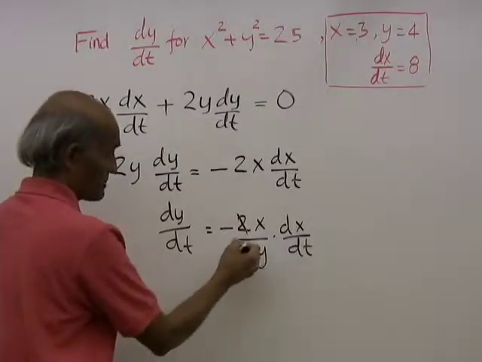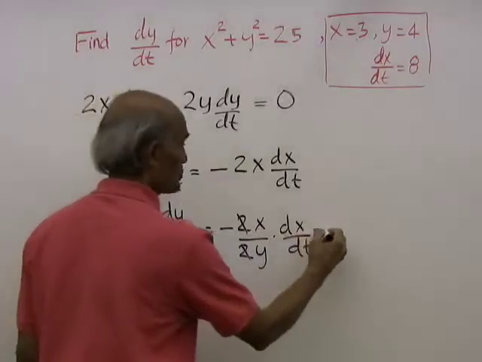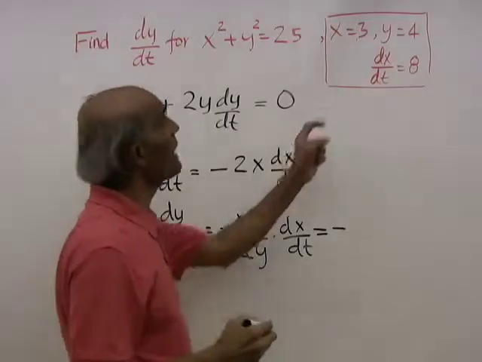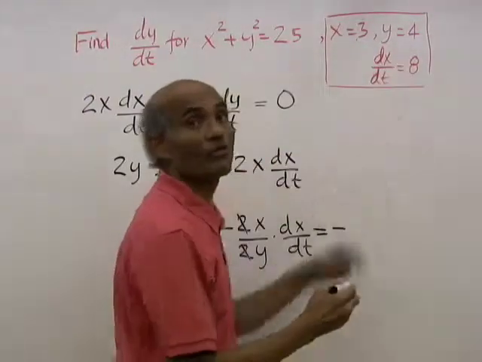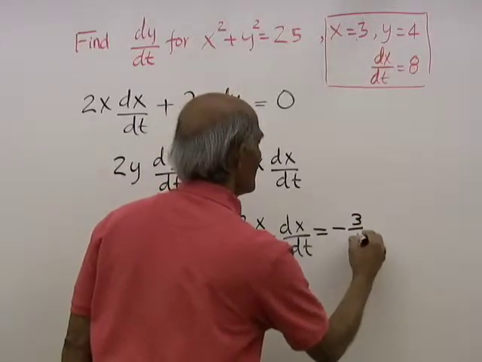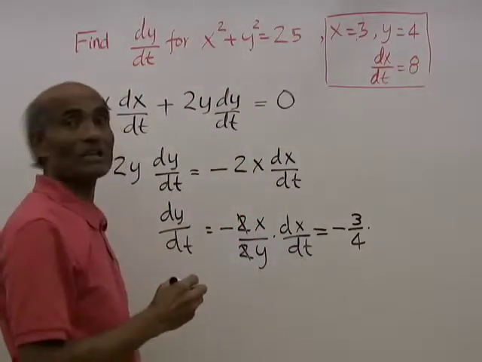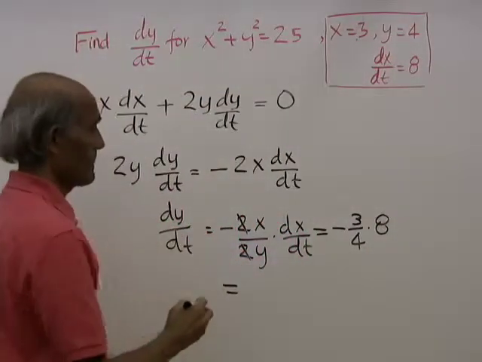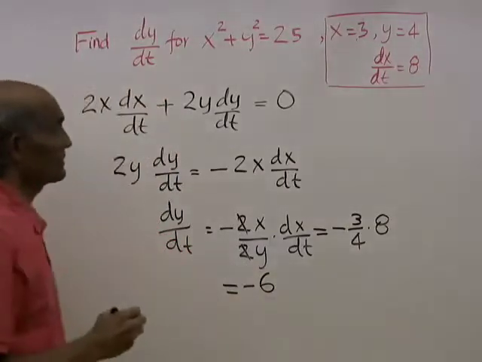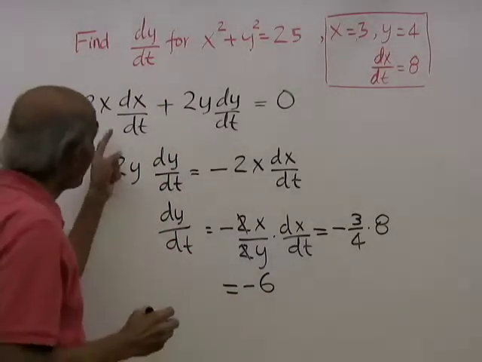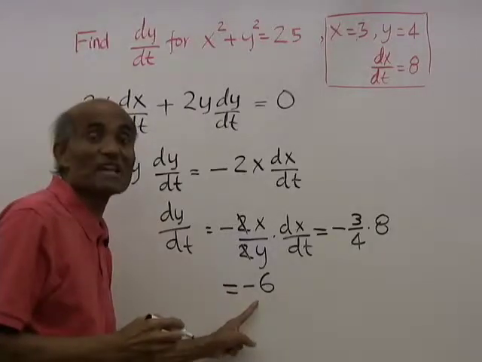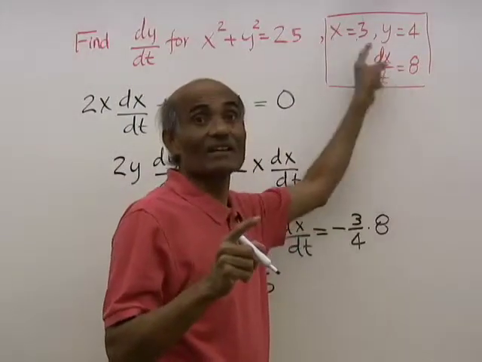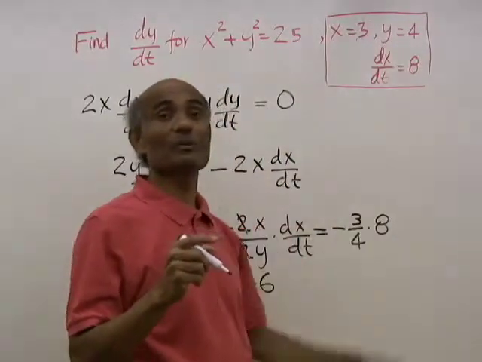Well, of course, 2 and 2 go. We have all these values. Let's replace all those values. That will be negative x over y. X is 3, y equal to 4. Negative 3 over 4 times dx by dt, which is 8. And what's that equal to? That will be negative 6. The value of dy by dt is negative 6 at the instant when dx by dt is 8, x equal to 3, and y equal to 4.